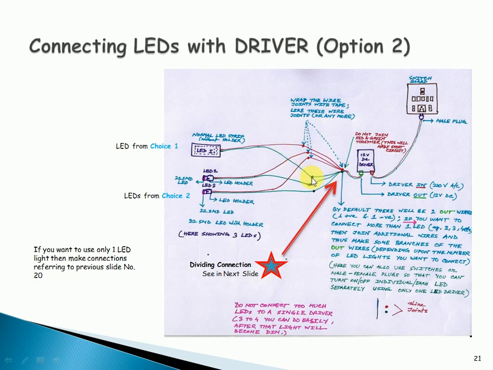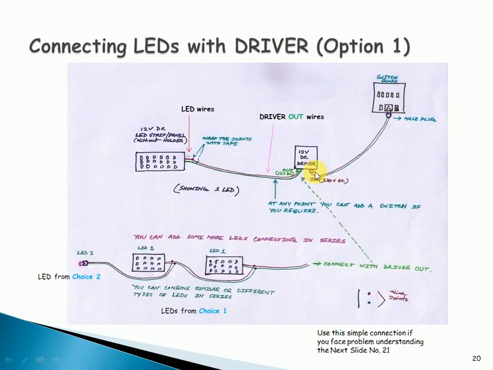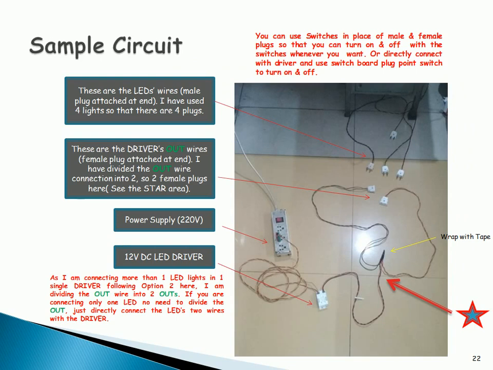What I have done is I have just put some plugs here, male female plugs. Just see, these are the female plugs and these are the male plugs. So I have used plugs at the end of the wires. These two are from the driver, and these four are from the LEDs. I have used four LEDs here, so I have used four plugs here. I want to explain why I have used the plugs here, because suppose I have connected this plug here, so only this light will turn on.